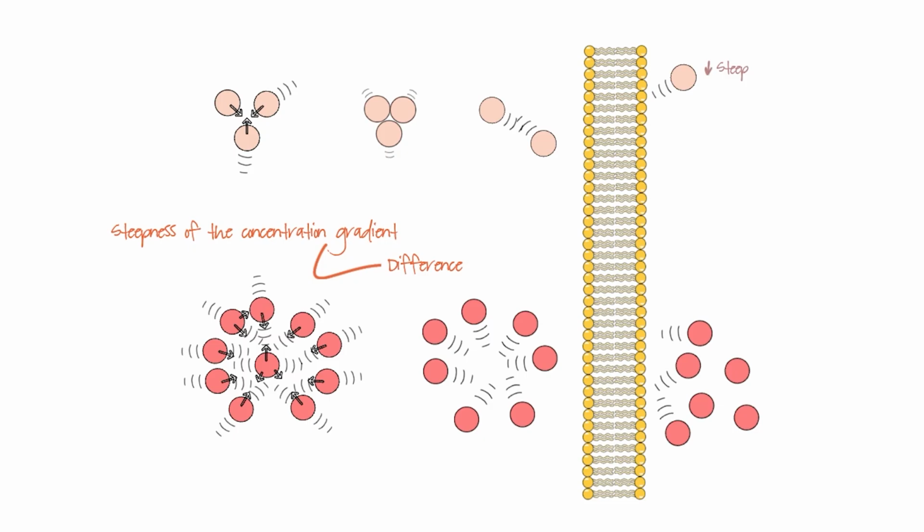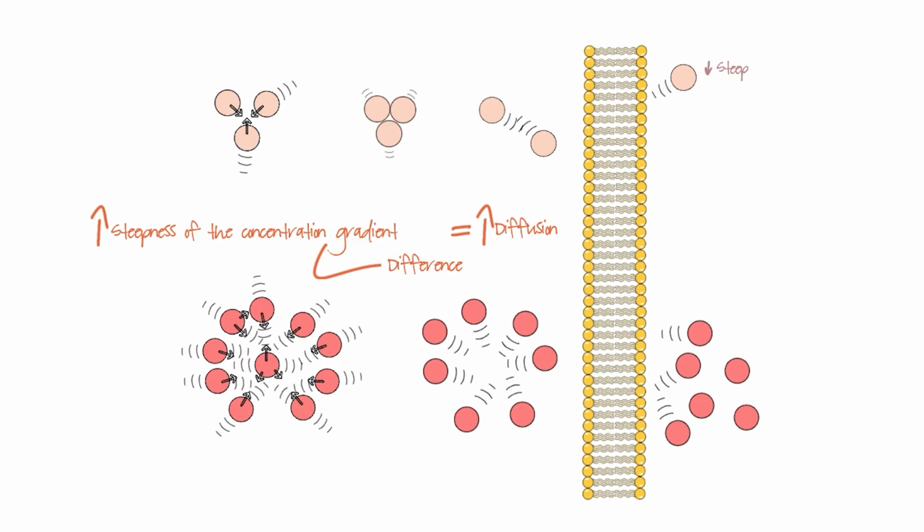Now, if the gradient is steeper, then the molecules are more concentrated on one side, and therefore they will collide into each other more often due to their kinetic energy. And as a result, they tend to space out further. This is why, with a steeper concentration gradient, the rate of diffusion is faster.